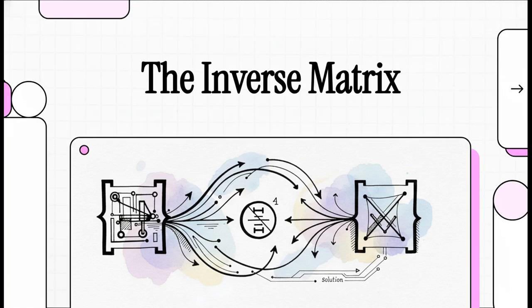You know how in math, pretty much everything has an opposite, right? Addition has subtraction, multiplication has division. We love to undo things. But what about matrices? What's the undo button for a matrix operation? Well, that's exactly what we're here to figure out. And it all comes down to something called the inverse matrix. Okay, let's jump right in.